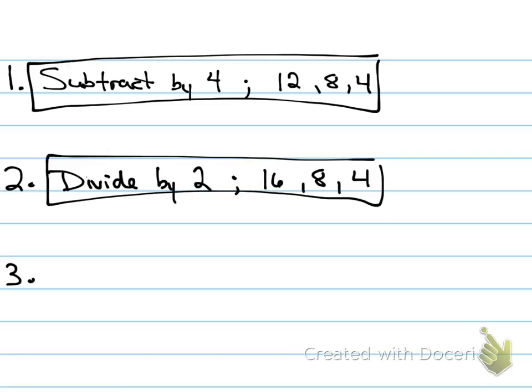Anybody think they know what the pattern is on number 3? What's happening to the shaded boxes? Jordan? Very good. The shaded boxes are rotating clockwise.